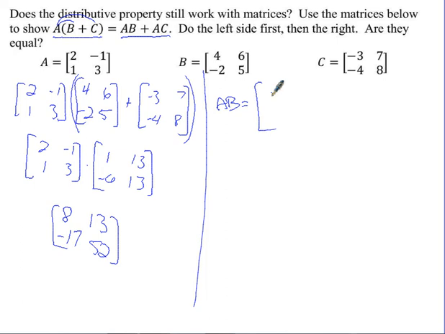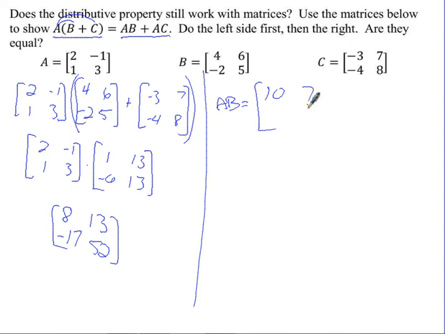For the first position here, row 1, column 1. That's row 1, column 1. So 2 times 4 is 8. Negative 1 times negative 2 is positive 2. We get 10. Twelve minus 5 is 7.